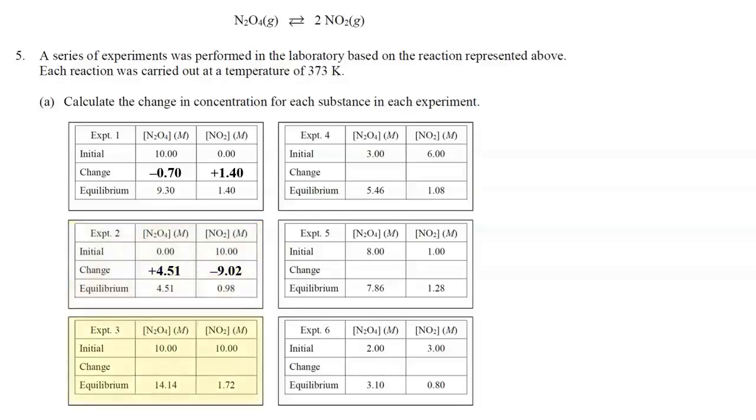Now in experiment 3, we have a little bit of both. We have 10 molar for both the reactant and the product concentration. And so we can see that in this example, the concentration of the reactant increased by 4.14, and the concentration of the product decreased by 8.28. Now moving on to experiment number 4, we can see that the concentration of the reactant increased by 2.46, and the concentration of the product decreased by 4.92. In experiment number 5, the concentration of the reactant decreased by 0.14, and the concentration of the product increased by 0.28. These are all concentration values.